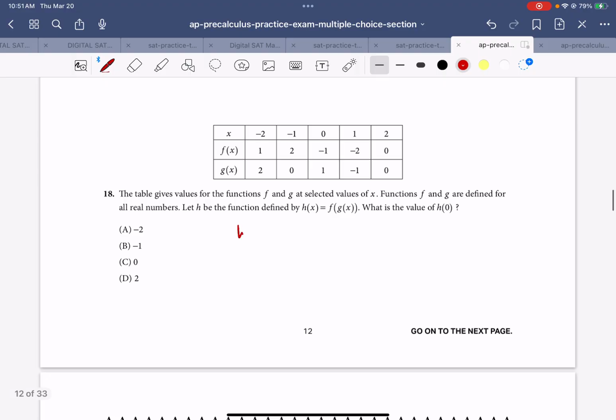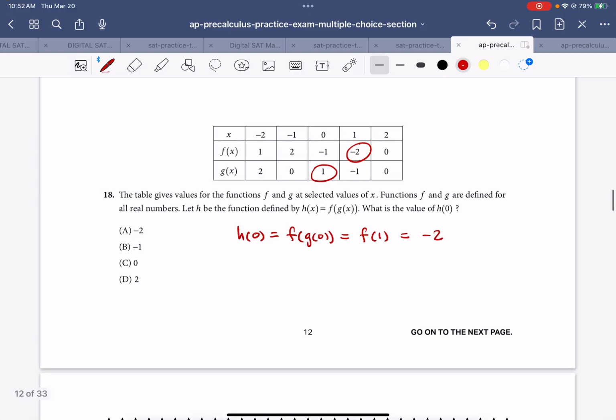So h of 0, you substitute 0 into x, then f of g of 0. Now g of 0 is right here, right? When x equals 0, what is g of x? It's 1. So I replace g of 0 with 1. So f of 1. Now look at the table again. This time when x equals 1, what is f of x? Which is here. So your final answer is -2. Answer is A. Okay.